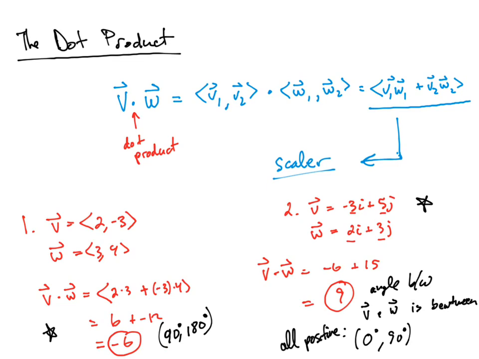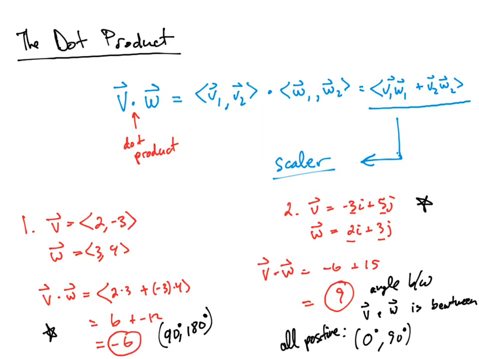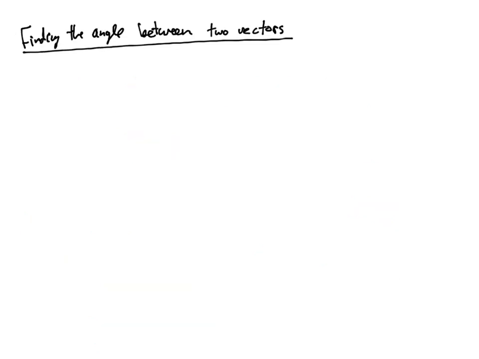Okay, so there's 3 possibilities. We could get a dot product that equals 0, like we did down here. And if it's 0, that means they form a right angle. They're perpendicular. Back here, if we have a positive dot product, we're between 0 and 90 degrees separating the two vectors. And then if it's a negative dot product, we're between 90 and 180 degrees separating the two vectors. So the dot product can be used to help us find the angle between two vectors.